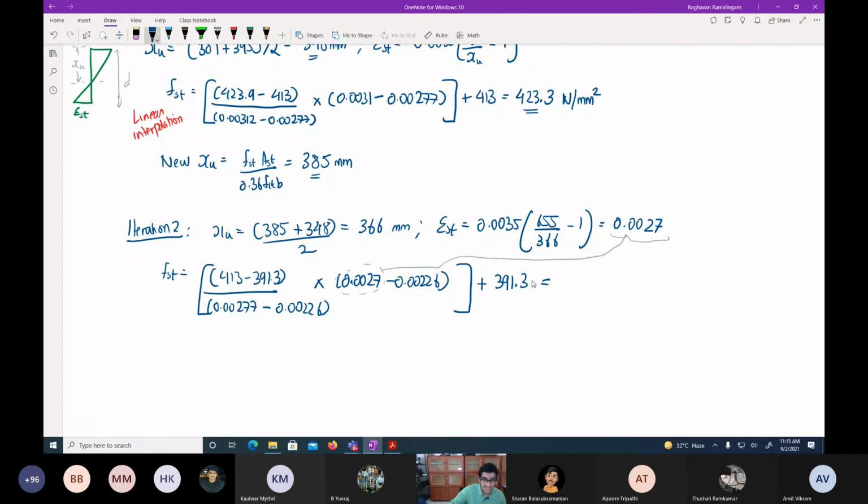For 16.45, sir. How much is the FST? For 16.45, sir, coming as 413. 413 itself. Yes, sir, it's slightly lesser because our upper bound is itself 413.